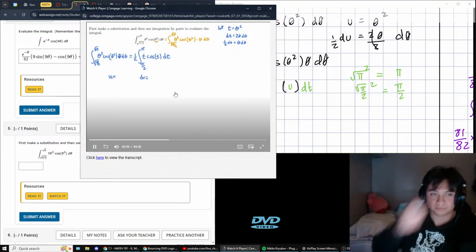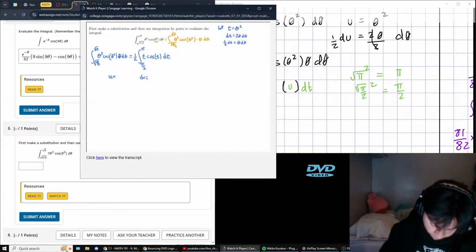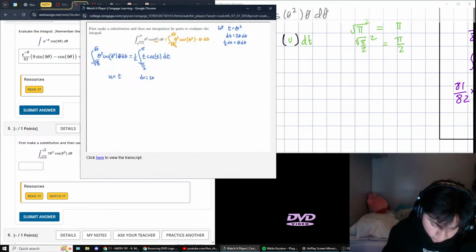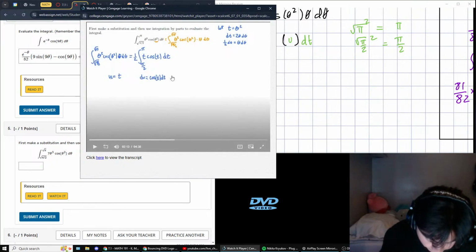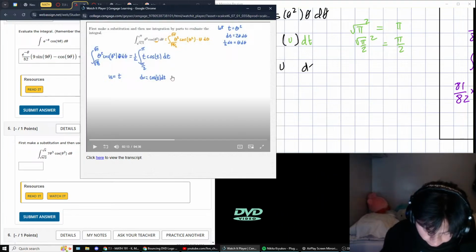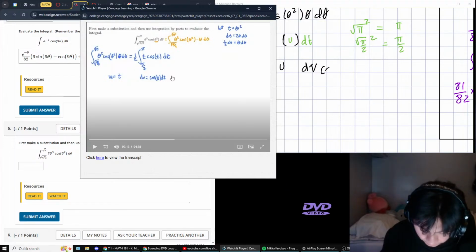Identify u as something and identify dv. Let's see, u, something that's easy to take the derivative of. That's t. Cosine of t, u is something that's easy to take the derivative of, and that's u. And then dv is something that's hard to take a derivative of, which is cosine t dt.